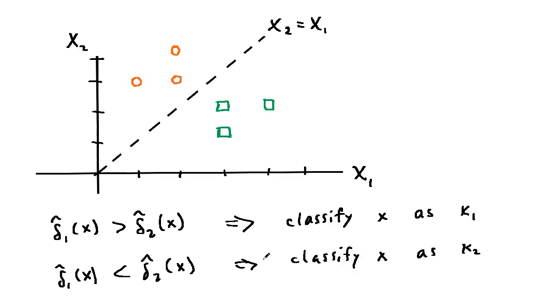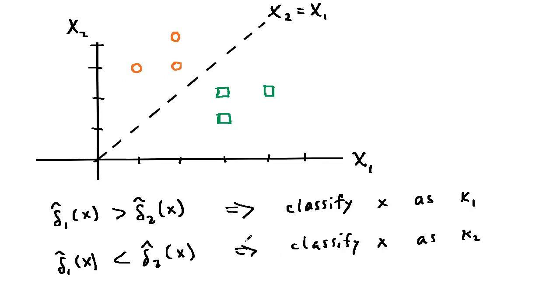Now the point (5, 0) is right here, and it's below this line. So we classify it as of class K2.